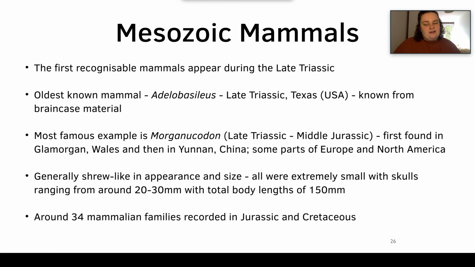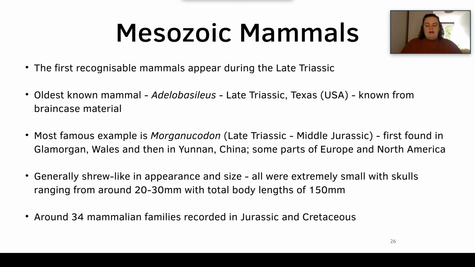And it was first found in Glamorgan, Wales, and then since then, family members of Morganucodon, which are known as Morganucodontids, have been found in China, some parts of Europe and North America. And Mesozoic mammals generally had a shrew-like appearance, and they were all really small, with total body lengths of 150 millimetres.